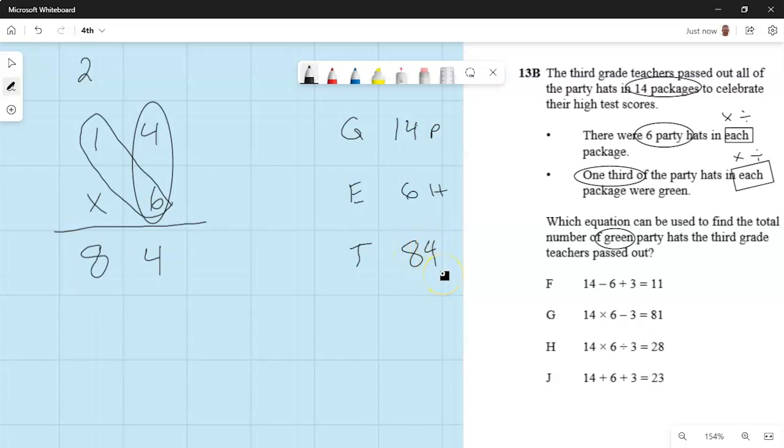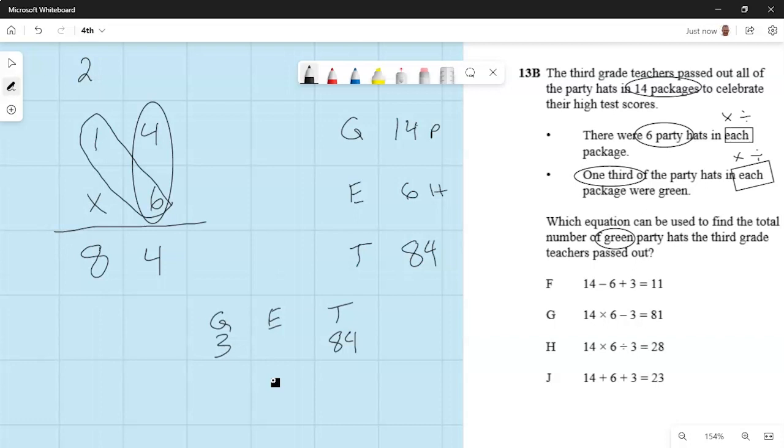Now if I'm trying to figure out 1/3 of the party hats are green, I'm going to do my get strategy again. Do it across here this time. Groups, each, and total. Okay, I know the total. It's going to be the same as right there. I have a total of 84 hats. Okay, and I want to put them into 3 groups. And I need to figure out how many are in each group. So that's 84 divided by 3.